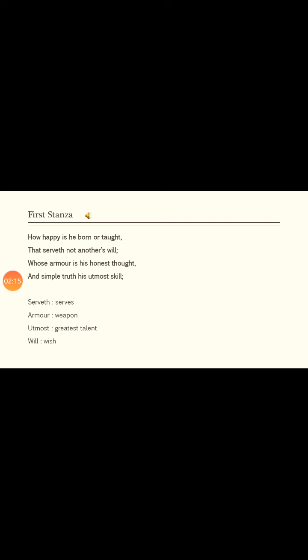First stanza. How happy is he born or taught, that serves not another's will, whose armor is his honest thought, and simple truth his utmost skill. In this stanza, the poet says that a virtuous person is a man of self-confidence. This quality he gets by birth or by education. He is not the slave of the wishes of other people. His honest thoughts protect him from the evils of society, and those honest thoughts are his best weapons. He speaks truth, and truth is his greatest talent.